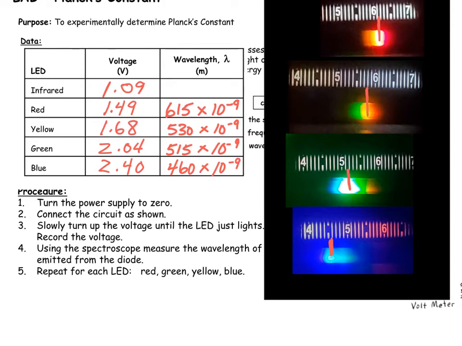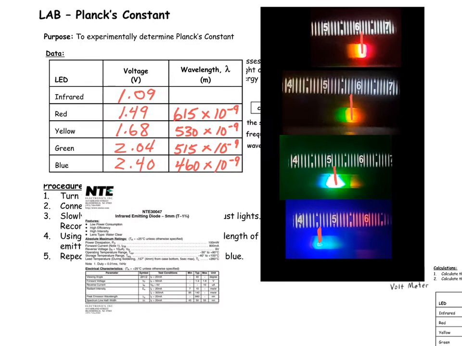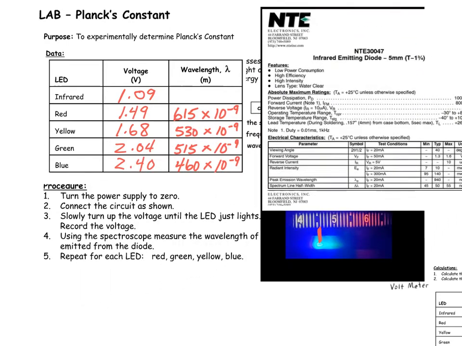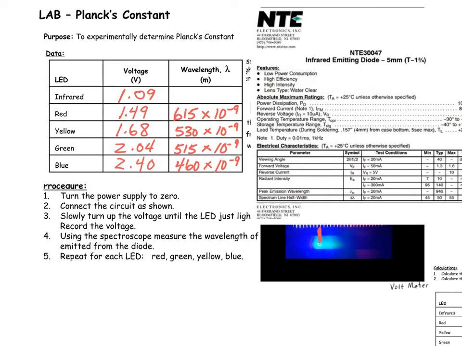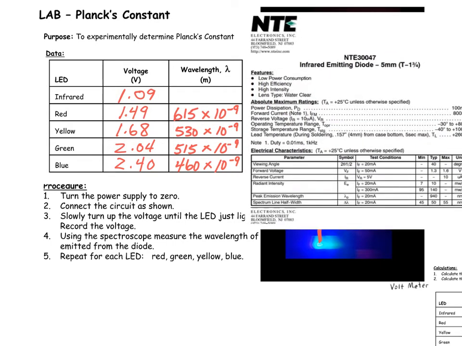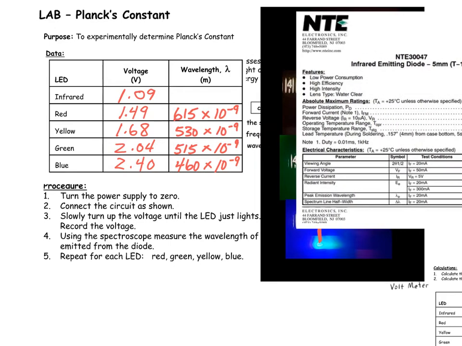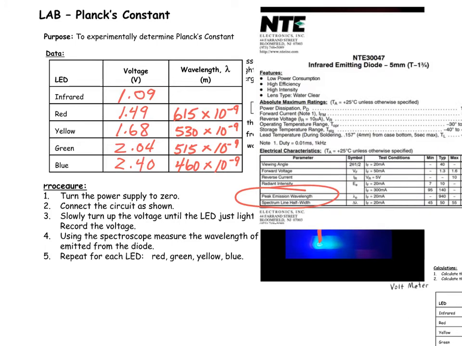Now, how about the infrared? We can't see that or measure that one. For the infrared, what we'll have to do is go to the website and get the spec sheet. And that will tell us what the wavelength is. It says peak emission wavelength 940 nanometers. So we'll write that in, 940 nanometers for infrared. And that would be times 10 to the minus 9. All right, so we've got our wavelengths and our voltages.